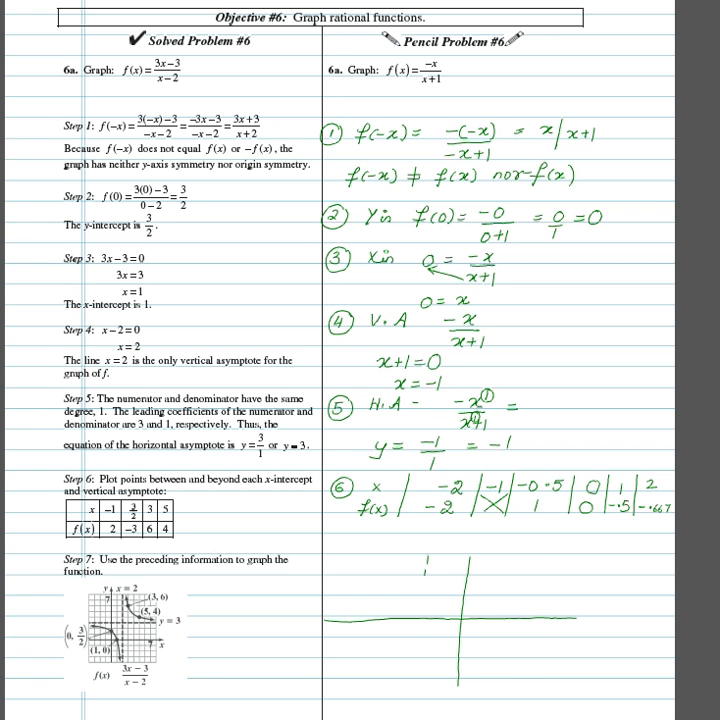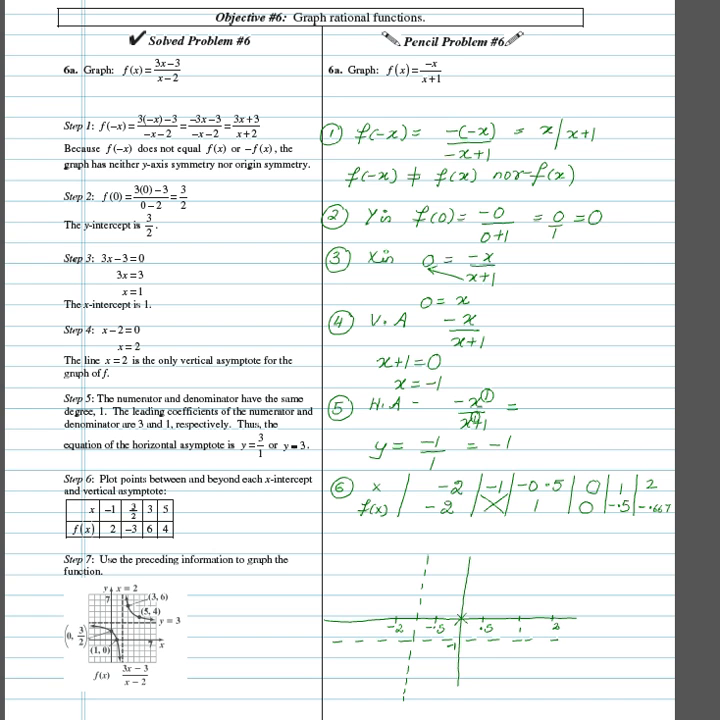So this is my vertical asymptote, x equals -1. y equals -1 is my horizontal asymptote. This is my intercept, and this is -0.5. This is +0.5. This is +1 and 2. This is -1, and this is -2. Did I put it too close? Yeah, too close.